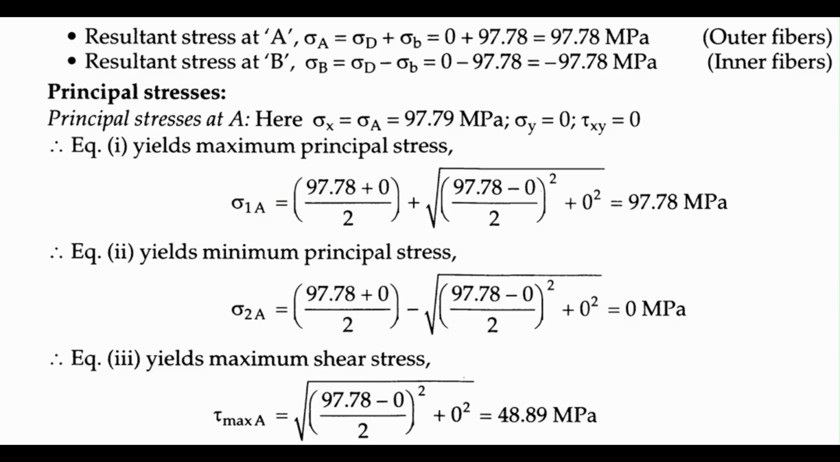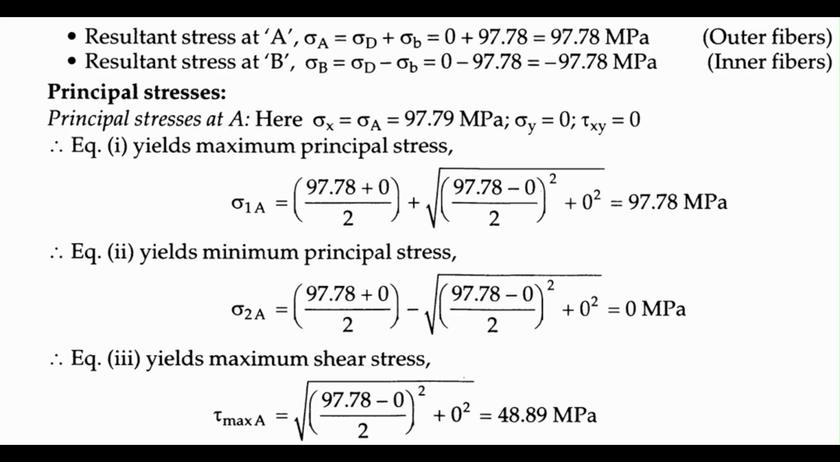Similarly, at point B it would be sigma D minus sigma B, because there is compression. So that's why sigma D minus sigma B. So it will be minus 97.78 MPa. So I got sigma A and sigma B, which is our net resultant stress at A and B. Now I can find the principal stress at A and B, maximum and minimum.